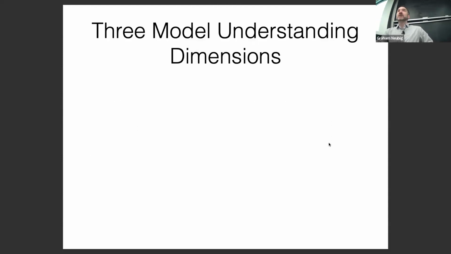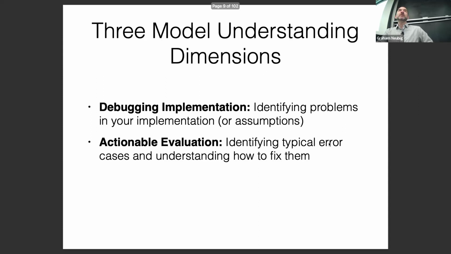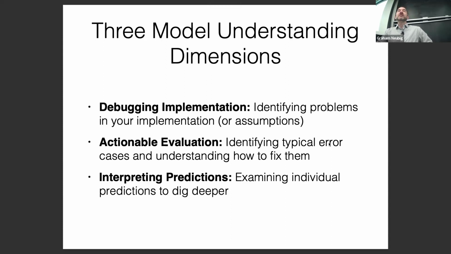And I think there's 3 dimensions of how you can understand your model and your model behavior. The first one is debugging the implementation. So it's identifying problems that you have when you implemented something. Second thing is actionable evaluation. So identifying typical error cases and what you can do to fix them. And finally, interpreting predictions or interpreting what's happening inside the model. And this can maybe give you a deeper idea about what's happening in individual cases.